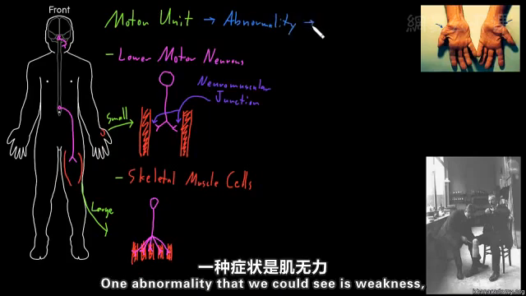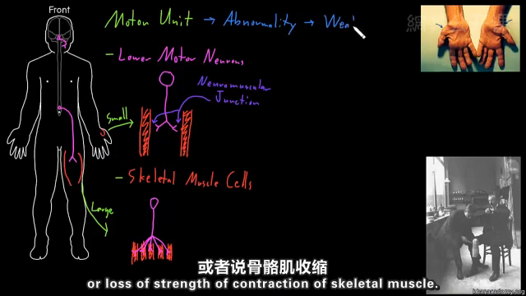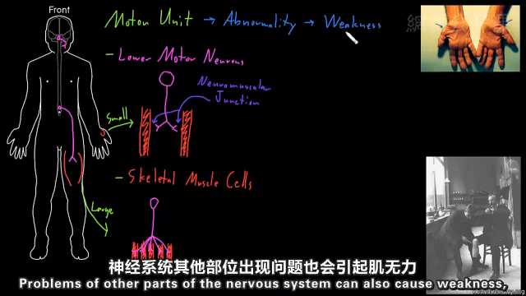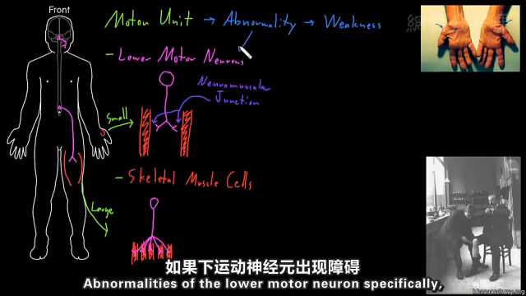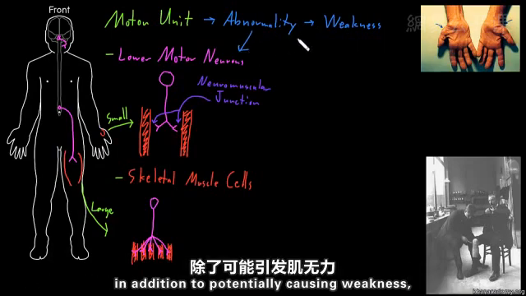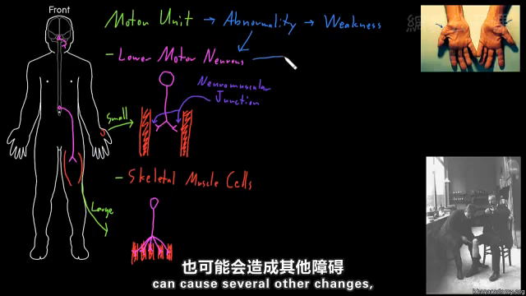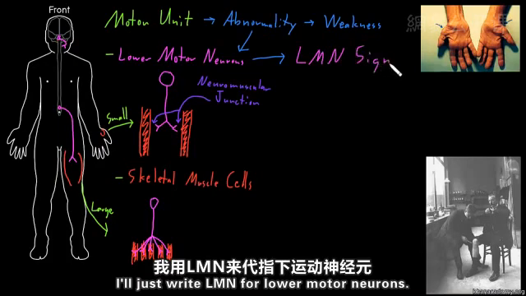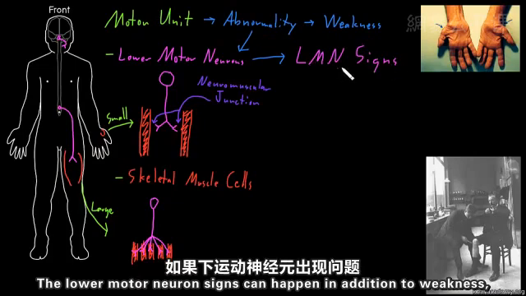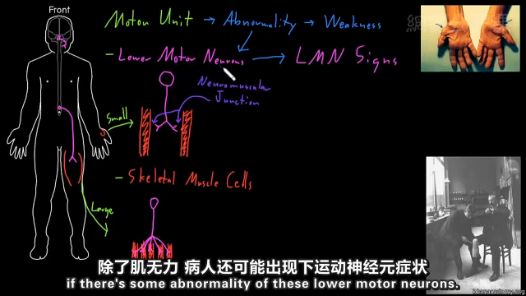One abnormality that we could see is weakness or loss of strength of contraction of skeletal muscle. Problems of other parts of the nervous system can also cause weakness, and we'll get into some of that in later videos. Abnormalities of the lower motor neurons specifically, in addition to potentially causing weakness, can cause several other changes that are called the lower motor neuron signs. So I'll just write LMN for lower motor neurons. And the lower motor neuron signs can happen in addition to weakness if there's some abnormality of these lower motor neurons.